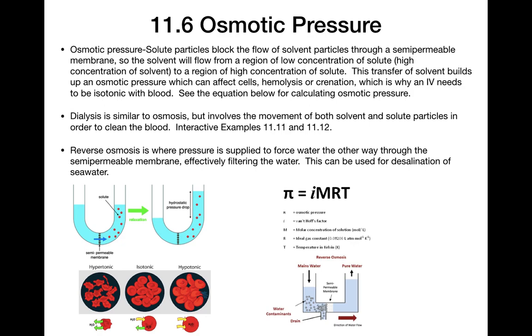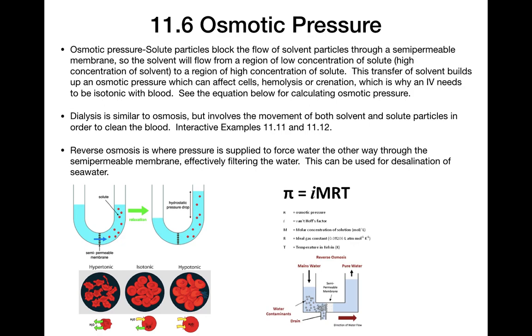If you have, say, a hypertonic solution, which is more concentrated than the ion solution that is inside the cell, you'll actually see that the water will travel out of the cell and the cell will shrivel up, and that's called crenation.